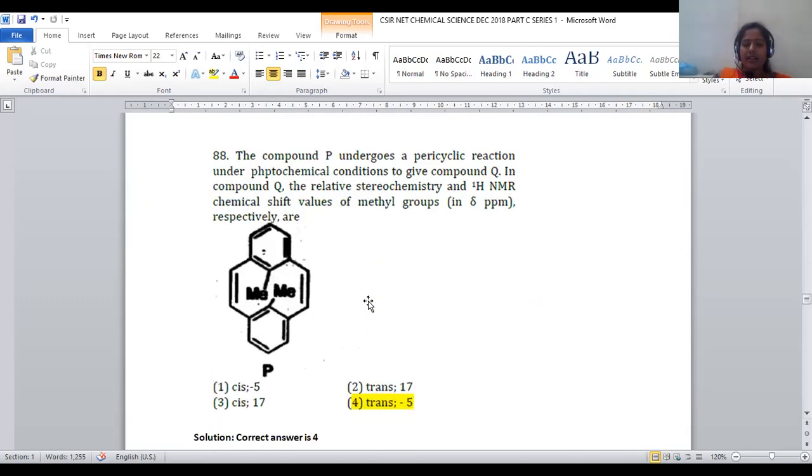Question 88 is given. This is a polyannular system, and compound P undergoes a pericyclic reaction under photochemical conditions to give compound Q. In compound Q, we have to predict the relative stereochemistry and the proton NMR chemical shift values of the methyl group in delta ppm, respectively. So this is compound P. It should be involved in a concerted pericyclic reaction. Photochemical reaction will be carried out.